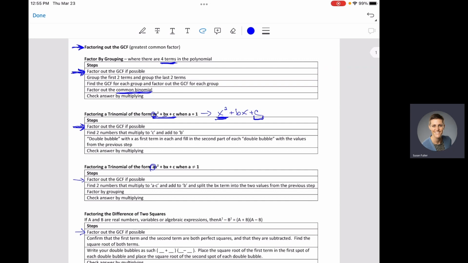And those same 2 numbers that multiply to c have to add to this b value, the number in front of your x. And once you find your 2 numbers that multiply to c and add to b at the same time, you're going to put those 2 numbers into a double bubble, which is 2 sets of parentheses with your variable. We'll look at exactly what I mean in a second. But you're basically going to pop those 2 numbers into your double bubble with your variable, and you're done. And then again, you can always check your answer by multiplying it out and foiling to make sure you get back to where you started.